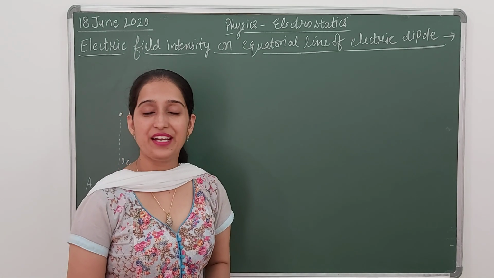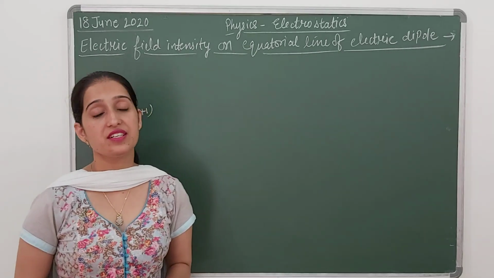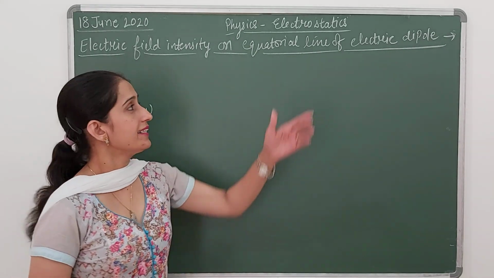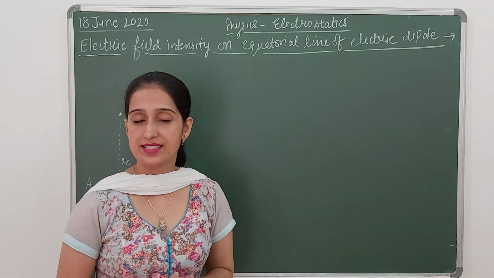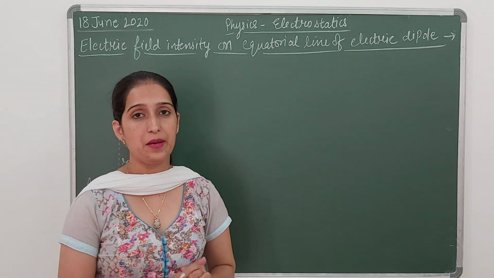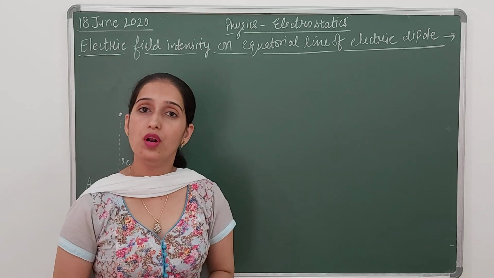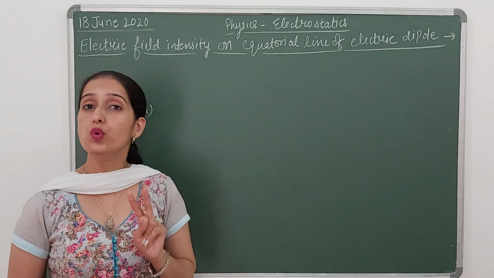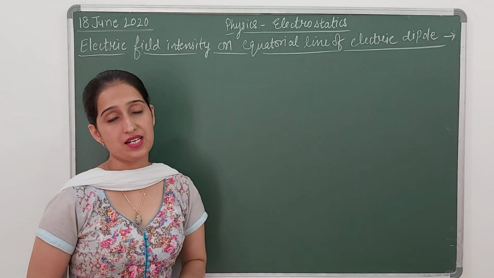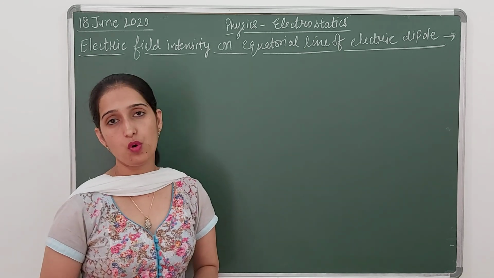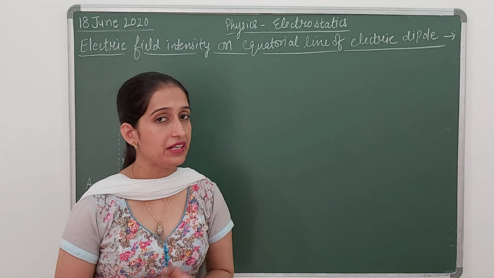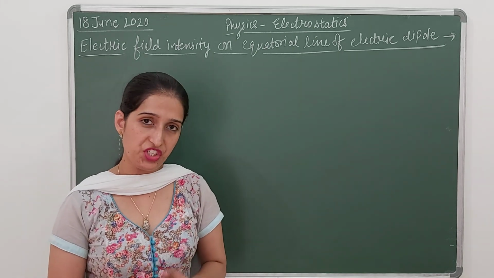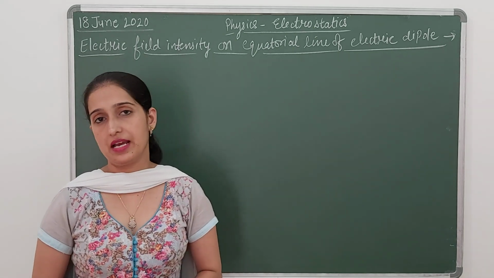Hello everyone. In physics classes we are doing the first unit of class 12, that is electrostatics. Under this unit we are discussing the topic electric dipole. An electric dipole consists of two equal and opposite charges separated by a small distance. And we are calculating electric field intensity at various positions due to an electric dipole.